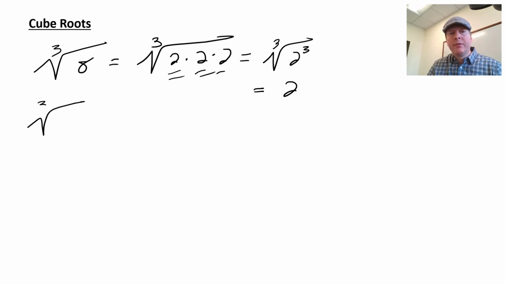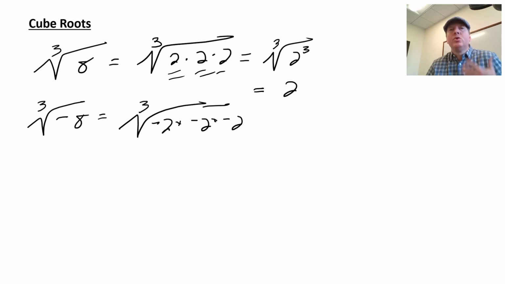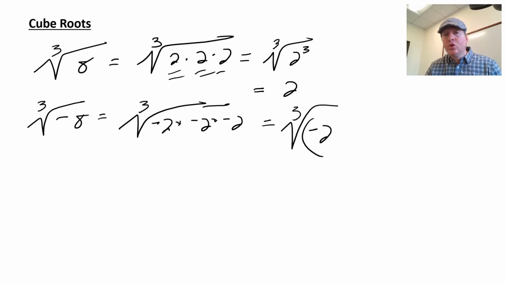The cubed root of -8, that is the cubed root of -2 times -2 times -2. So -2 times itself 3 times. That's the same thing as the cubed root of -2 cubed. And here again, the cubing and the cubed root cancel each other, so it'll be -2.